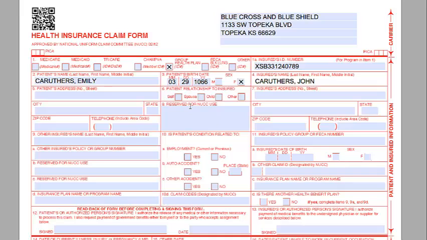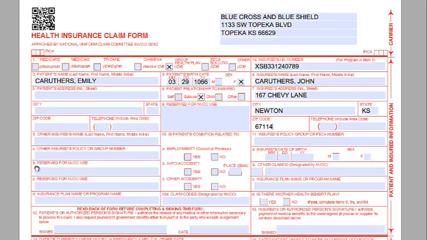Item number 6 is where we identify the relationship between the patient and the insured. This is a spouse, so I'm going to do that. And then the insured's address goes here. We indicate the city, indicate the state, and we put in the zip code. We no longer fill out the telephone number here. We leave that blank. Item number 8, we don't have to put anything in there, so that's left blank.